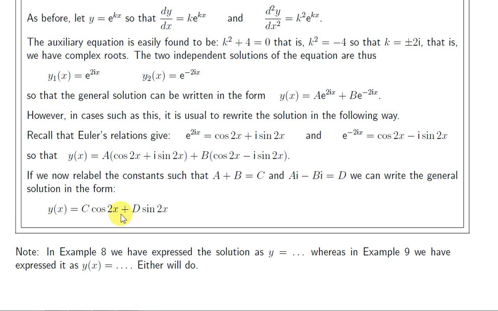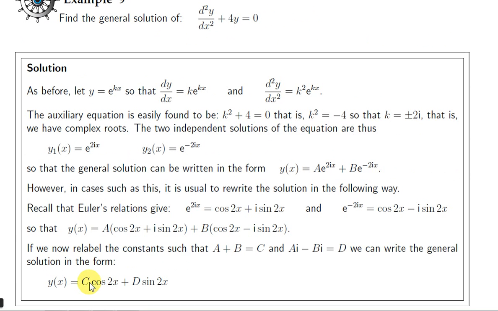So we can write our solution like this. You can check this then by just plugging it in here. You will see that it doesn't matter what c and d are. They can be any numbers, real or imaginary. It will all work out to 0.